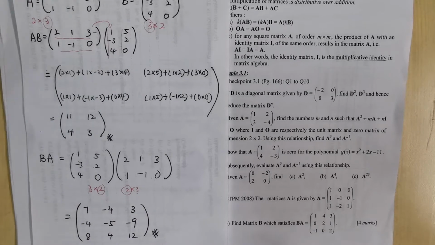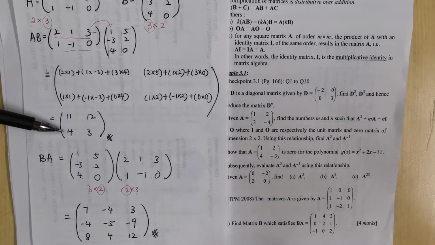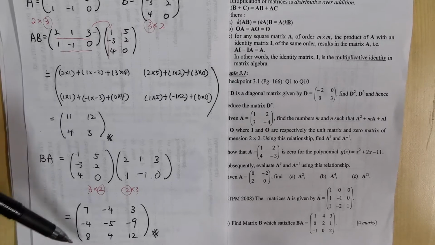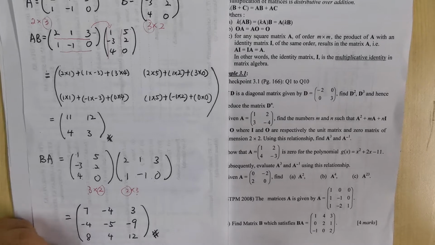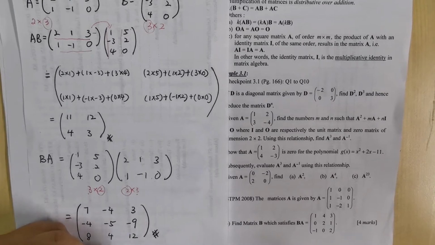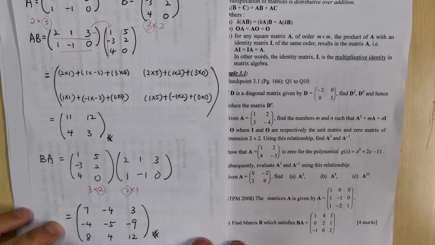Yes. So you see, this is A times B. A multiplied by B is a 2 by 2 matrix. B multiplied by A is a 3 by 3 matrix. Therefore, you can make a conclusion that AB is not the same as BA.